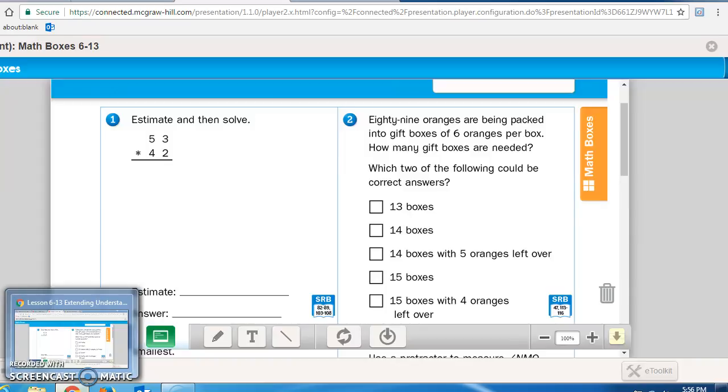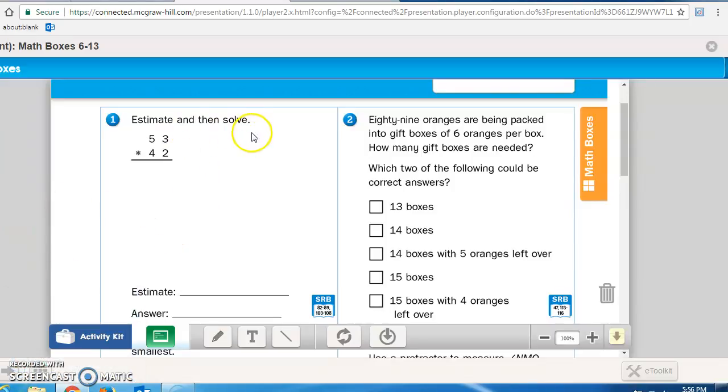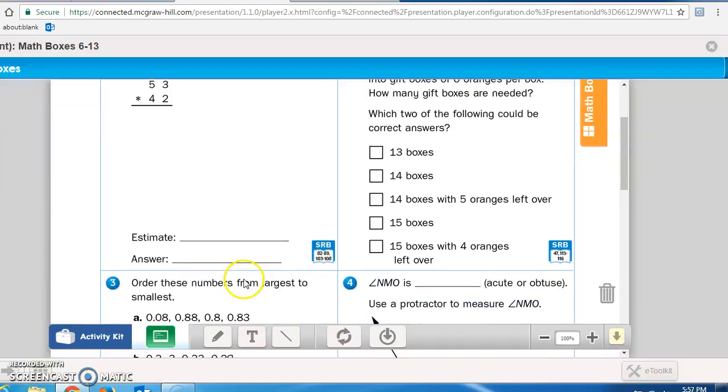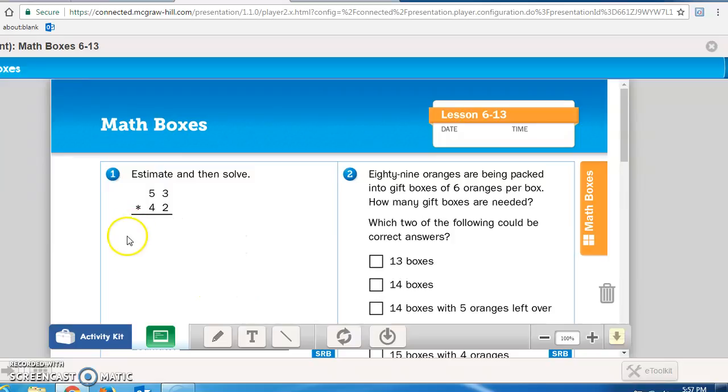This is what it says on the math box page. You will be correcting this with the answer key. And again, if you have problems, bring it up to me so I can help. Estimate and then solve. So whatever 53 would round to, you'd write that number here and you'd times it by whatever 42 rounds to, and you'd write it there with your answer. And then it says to find out the real answer.